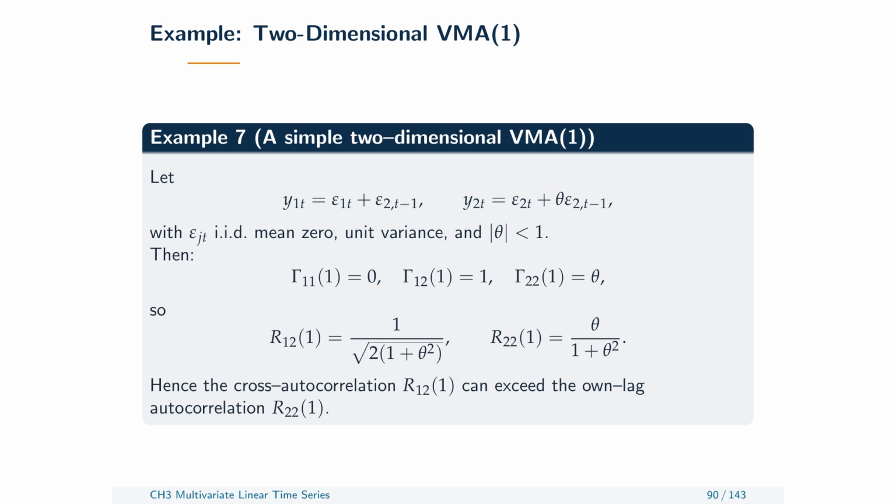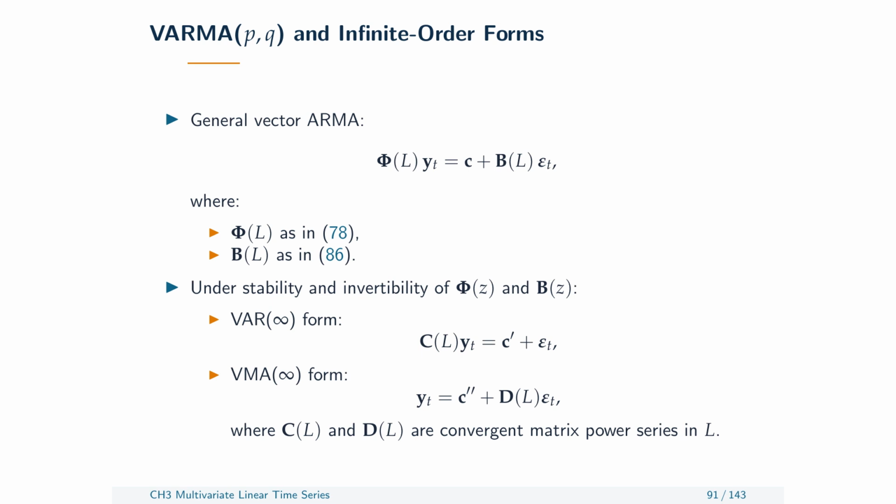A general vector autoregressive moving average, or VARMA model, combines matrix autoregressive and moving average polynomials. Under stability and invertibility, it has both a convergent infinite VMA representation and a convergent infinite VAR representation. These equivalent forms support forecasting, shock analysis, and approximation.